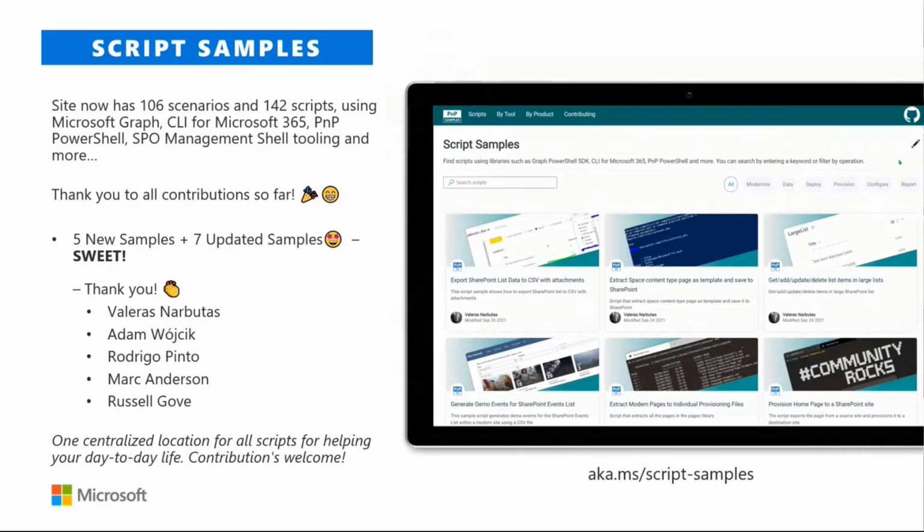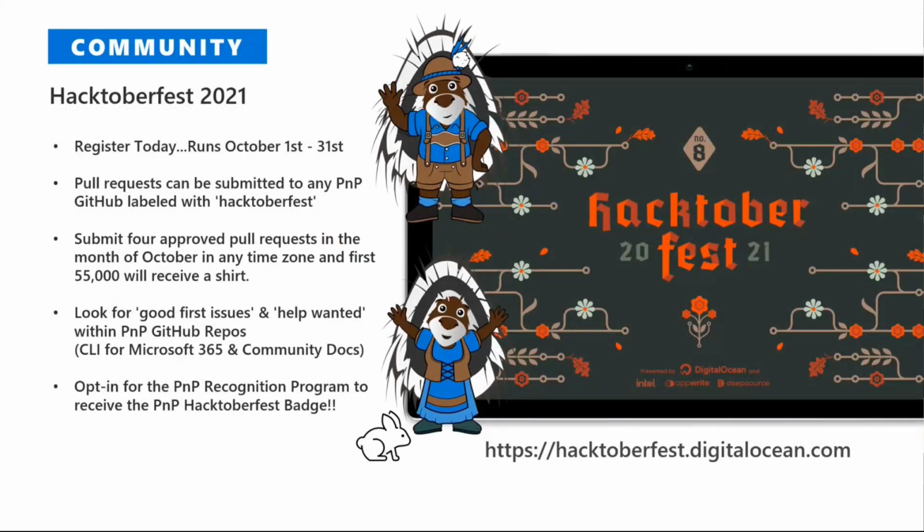As we look to get more involved and we're winding down October, there is still time for Hacktoberfest. This is an event that is actually industry-wide, and it promotes getting involved and submitting new pull requests and contributions. And so you submit 4 pull requests over the course of the month. The first 55,000 will receive a shirt. There's good first issues and help wanted in a number of the PnP GitHub repos, specifically things like community docs, CLI for Microsoft 365. And we are going to have our own badge opportunity here as well.